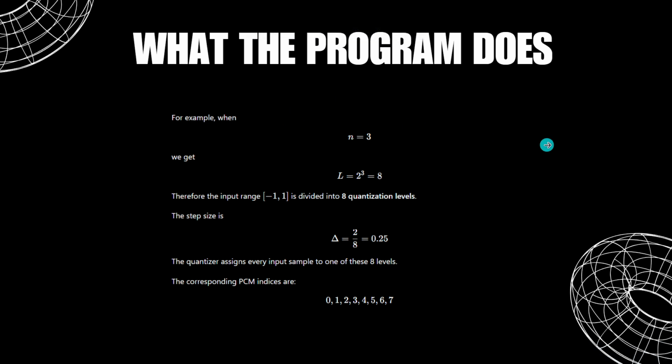What the program does is perform the complete quantization process. First, the sinusoidal signal is normalized. Then the signal is divided into uniform quantization levels. Each sample is assigned a quantizer index. Then the index is converted into an n-bit binary PCM word. After that, we calculate the quantization error, MSE, and SQNR. For example, with 3 bits, the number of levels is 8. So the indices range from 0 to 7, and each PCM word contains 3 bits.